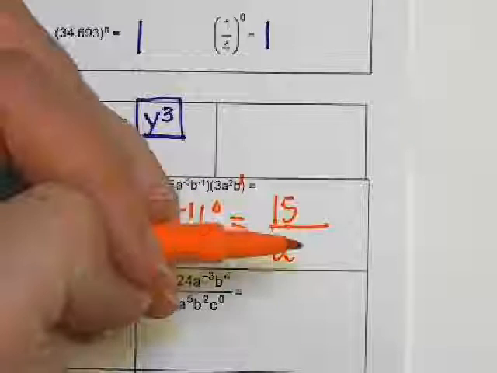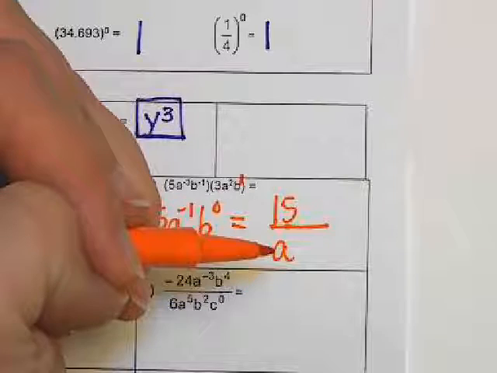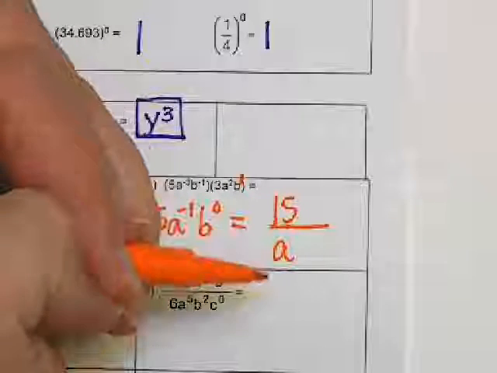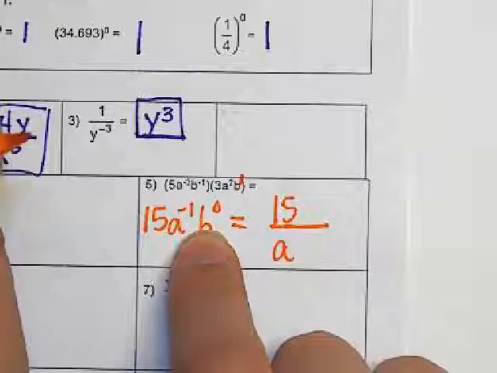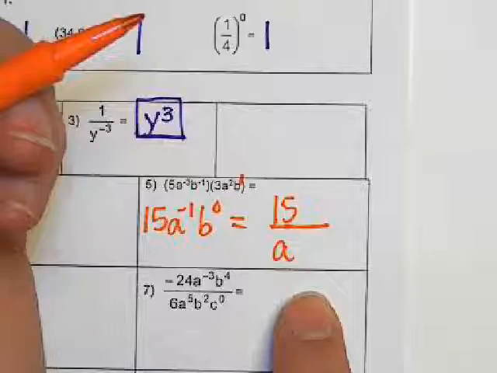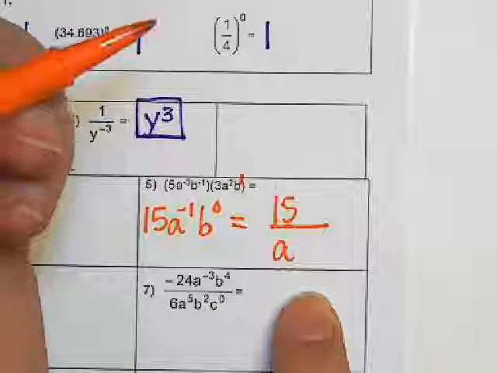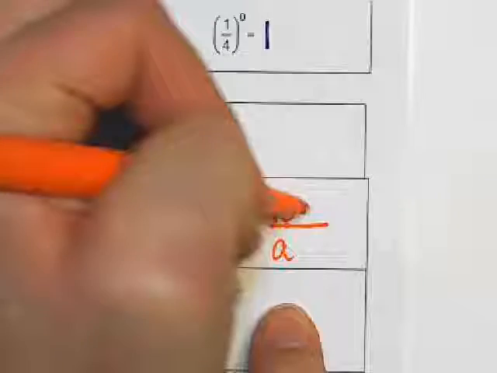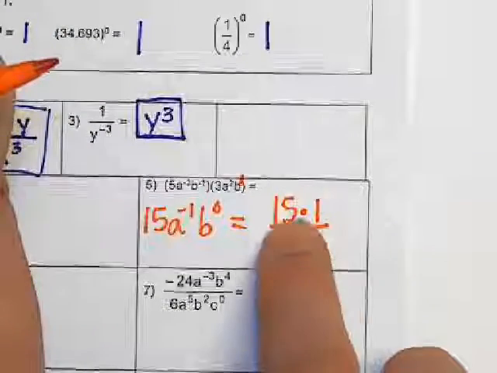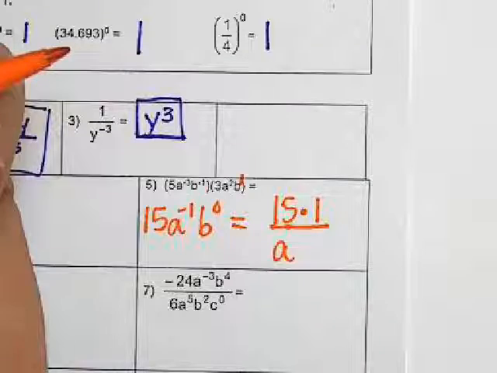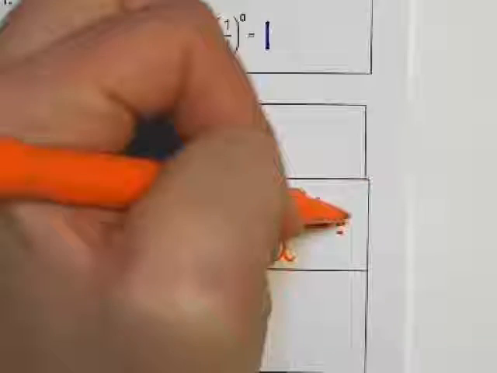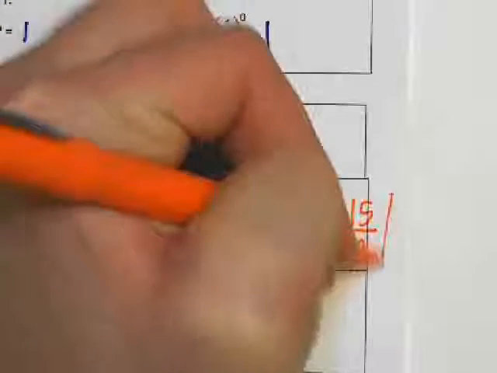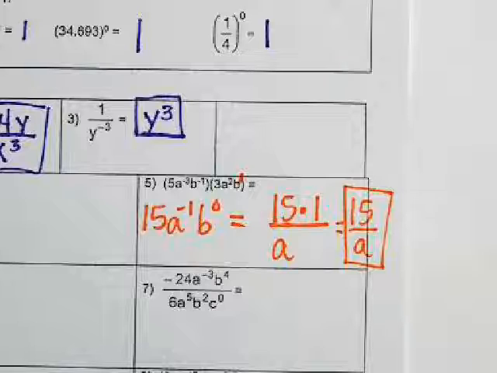Well, if it's a 1 up here, it stays a. If it's a 0, it all becomes 1. So like this b to the 0th right here. What's b to the 0th power? 1. Do I keep the b? No, b to the 0th power is really just a 1. So this is being multiplied by 1. If it has a 0 and it's just a letter, you just think of it like a positive 1. Well, what is 15 times 1? 15 over a.